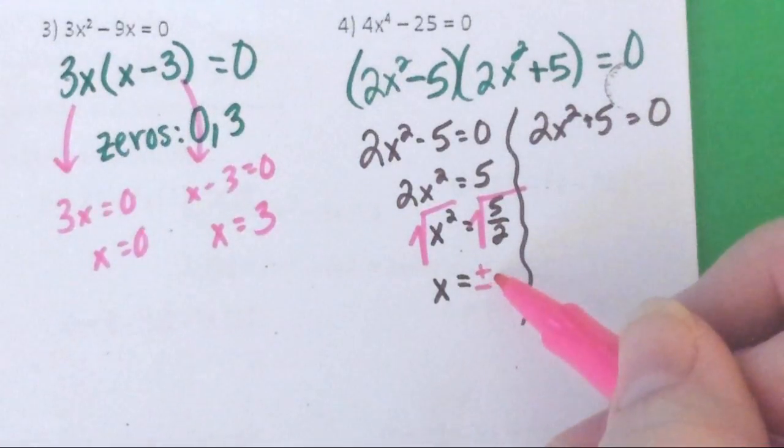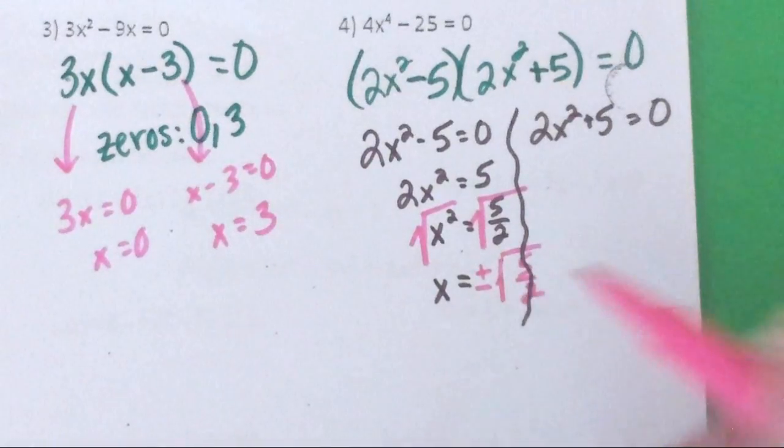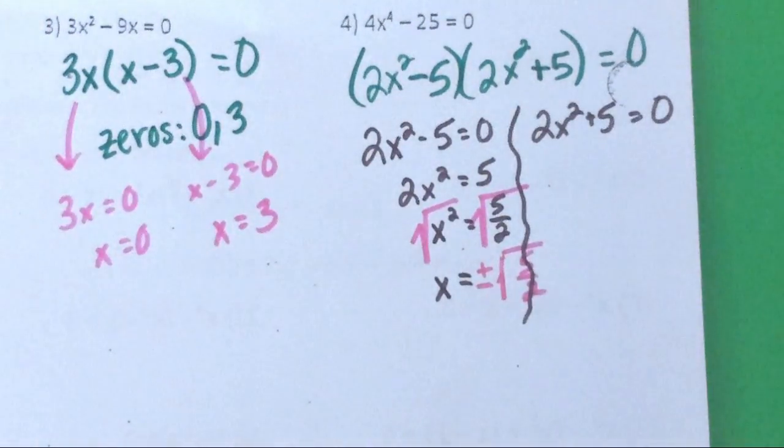So I'm going to get x equals plus or minus the square root of 5 over 2. Can I simplify that square root in any way?